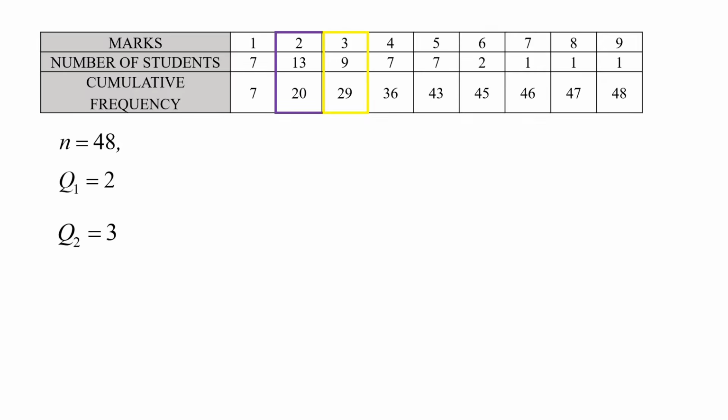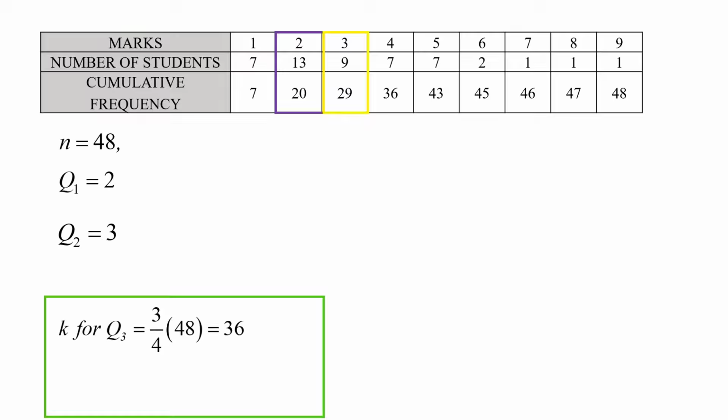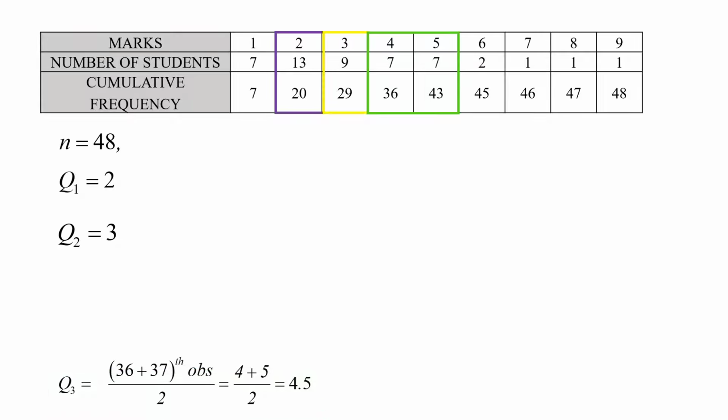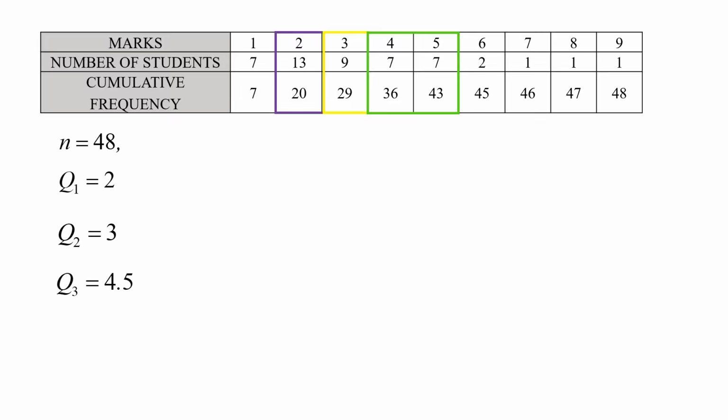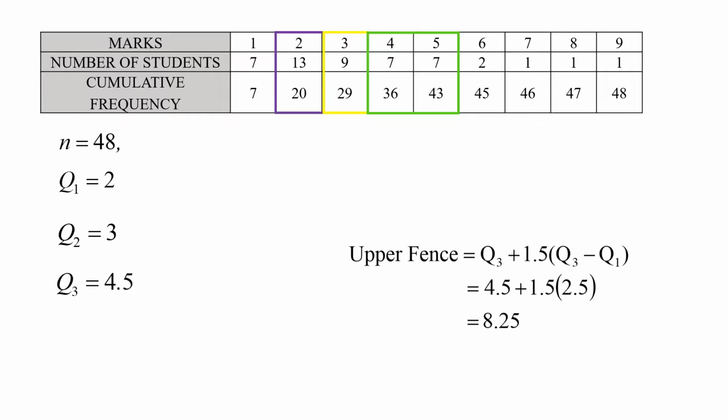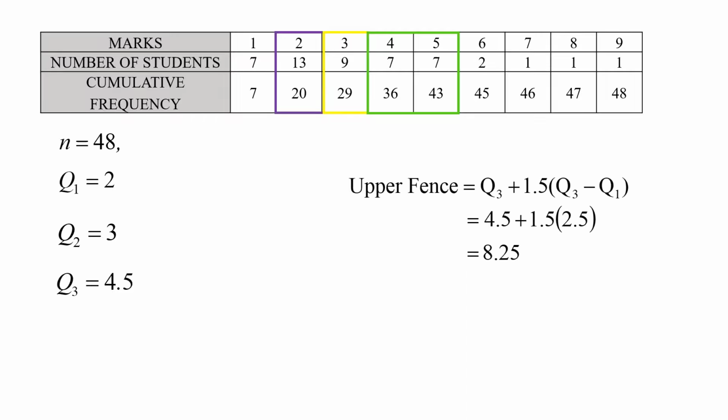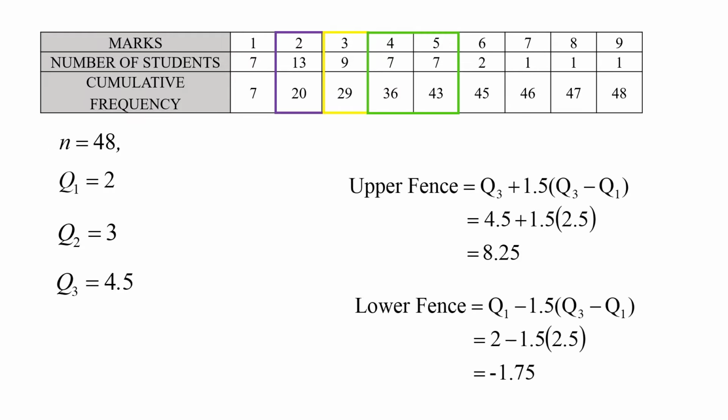To find Q3 we will take 3/4 of the data which is the 36th observation. Since this is an integer we have to find the mean of the 36th and 37th observation which is 4.5. Therefore Q3 equals 4.5. Next find the upper fence using the given formula. Upper fence of this data is 8.25. Find the lower fence using the given formula. Lower fence of this data is -1.75.